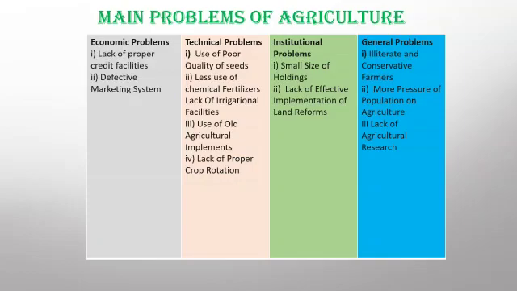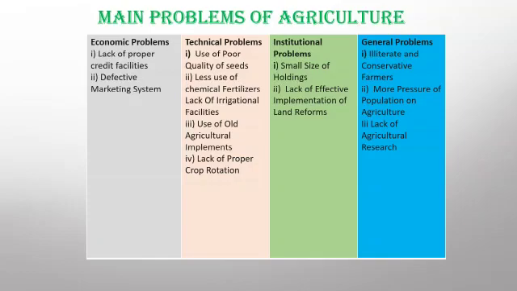Next point, lack of proper crop rotation. In India, there is no scientific utilization of crop rotation. Most of the farmers produce one crop in a year. As a result, the fertility of the soil diminishes.